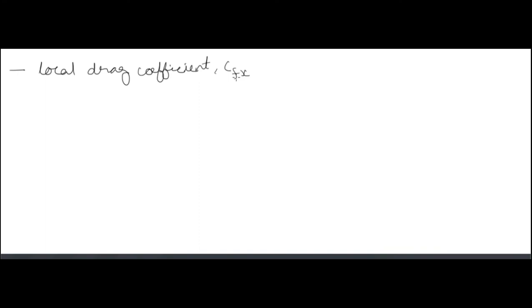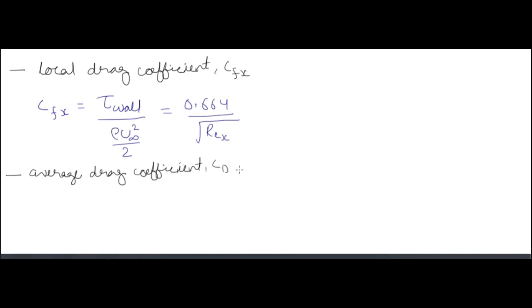Now the local drag coefficient, CFX. The local drag coefficient is the ratio of wall shear stress, or maximum shear stress, by rho u squared by 2, which is equal to 0.664 divided by the square root of the Reynolds number at point x.